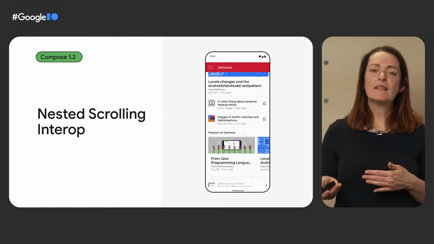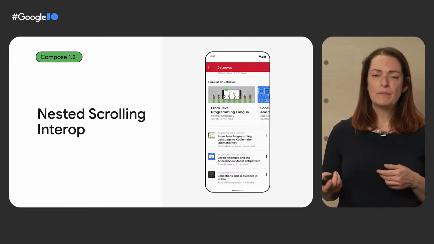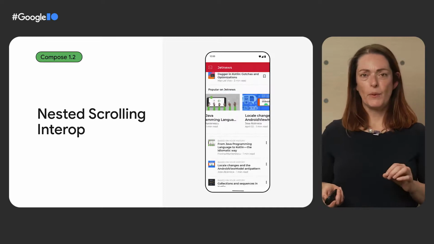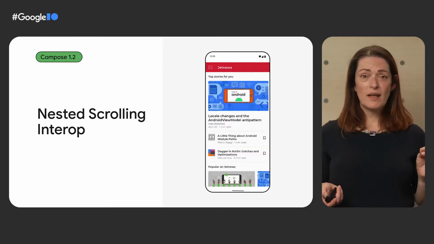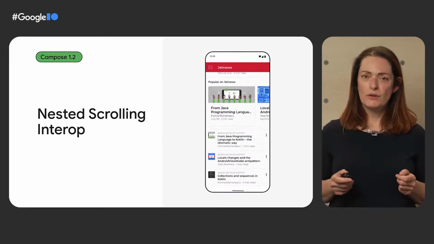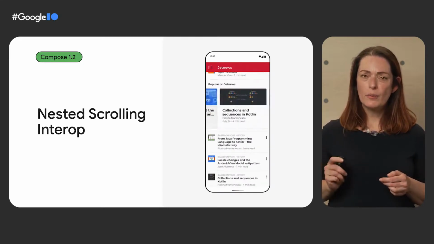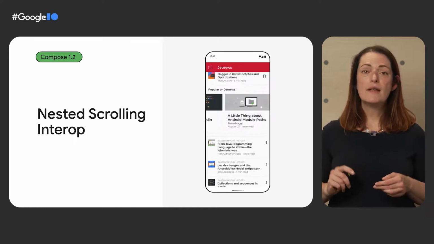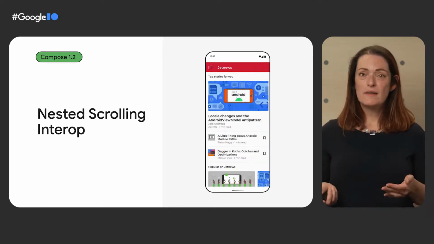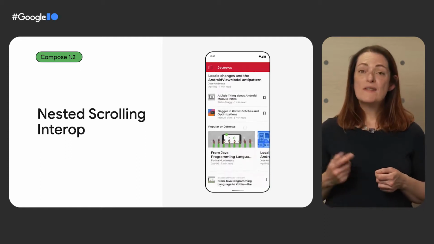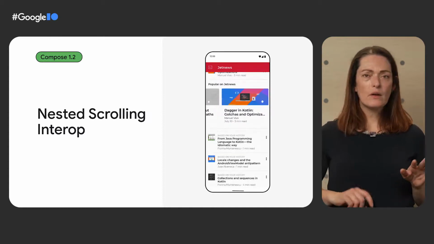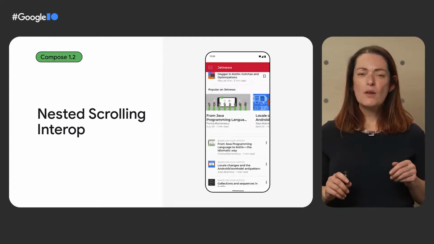As you progressively integrate Compose in your existing apps, you need solid, reliable interoperability between views and Compose, especially in common use cases like nested scrolling. Starting with Compose 1.2, embedding a scrolling composable in a coordinator layout is much smoother, and things like the collapsing toolbar are easy to set up.